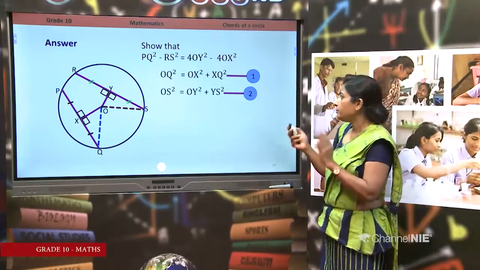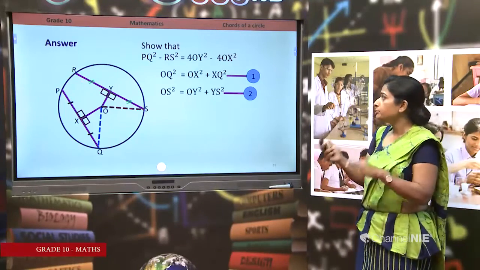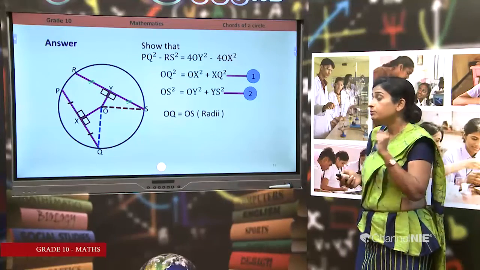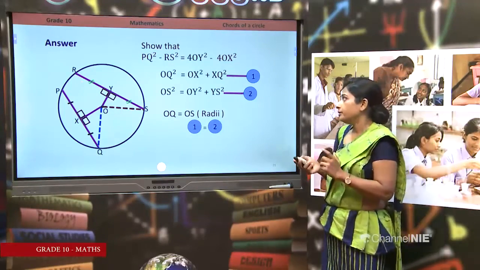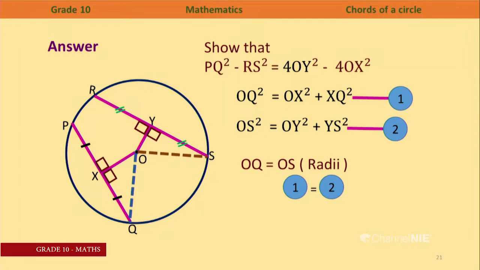So here we make a relationship with equation number 1 and equation number 2. They are equal, because OQ and OS, as radii, are equal. Then we can build up the new relationship using the right hand sides of these two equations. OX squared plus XQ squared equals OY squared plus YS squared. So this is the new relationship.